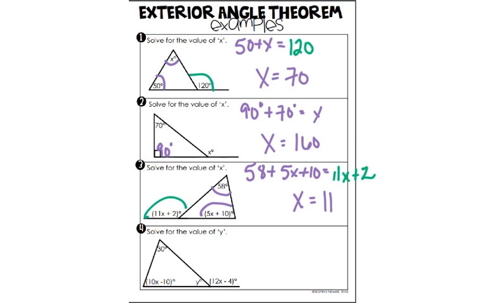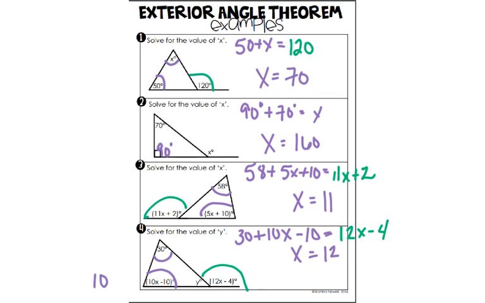Well, we've got to find x first. So my remote interiors are going to equal my exterior. So here we're going to get x equals 12. All right, so we know that x equals 12. So we're going to plug that in right here.